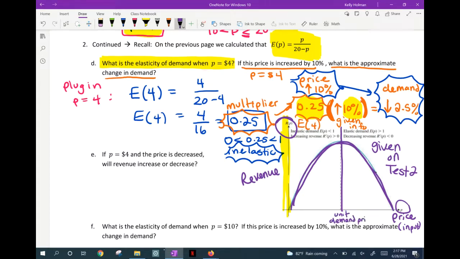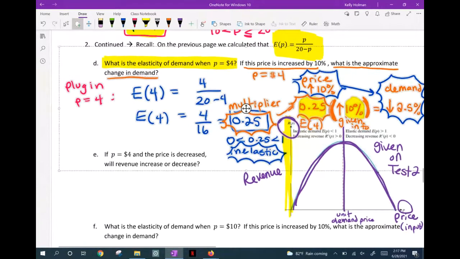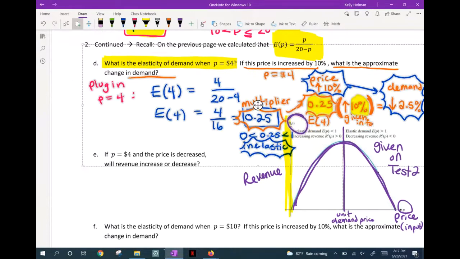You don't need to know what that number is. You just have to know, is your situation elastic or inelastic? So let's go back up to that $4 and figure out, are we on the elastic side or the inelastic side? So let me shrink this up real quick. I did not use that very well.